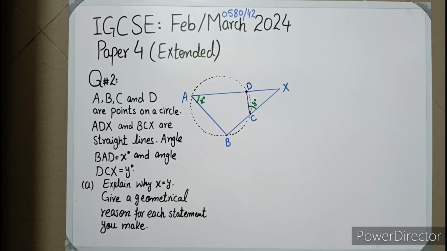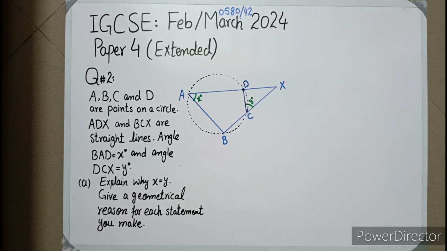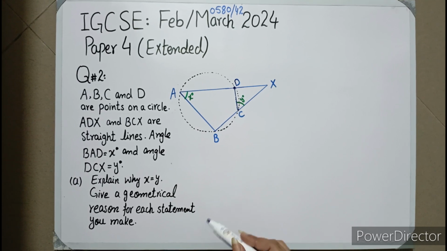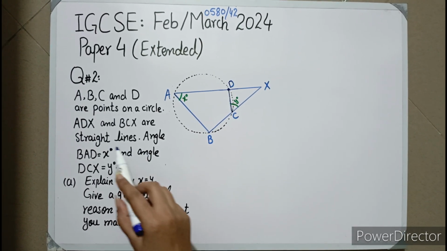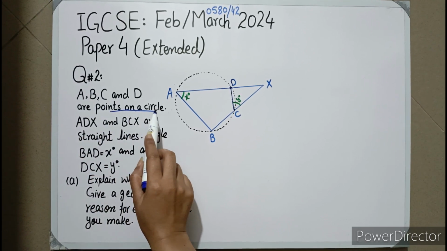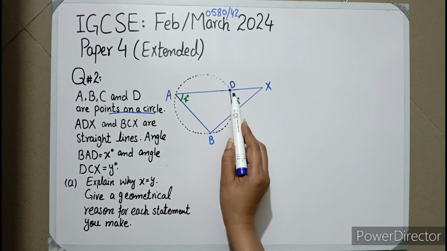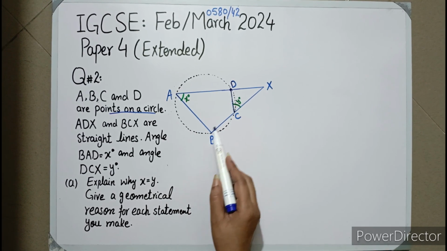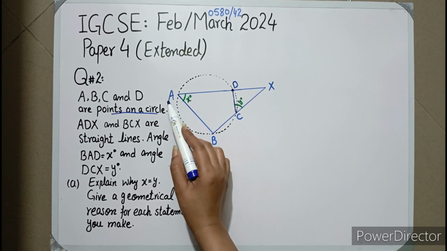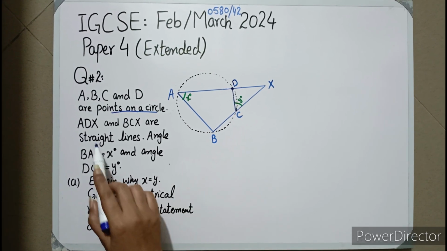Hello friends, we are here with a new question of IGCSE February March 2024 and the paper code is 0580/42. Question number 2 says A, B, C and D are the points on a circle. This is a circle with points A, B, C, D. These 4 points make the quadrilateral. As these points are on the circle, you can say that ABCD is a cyclic quadrilateral.